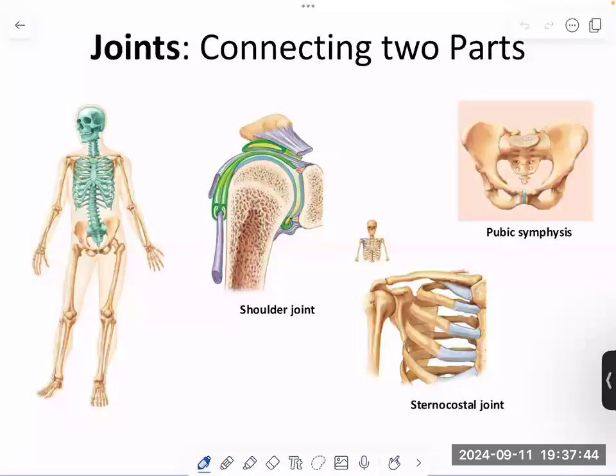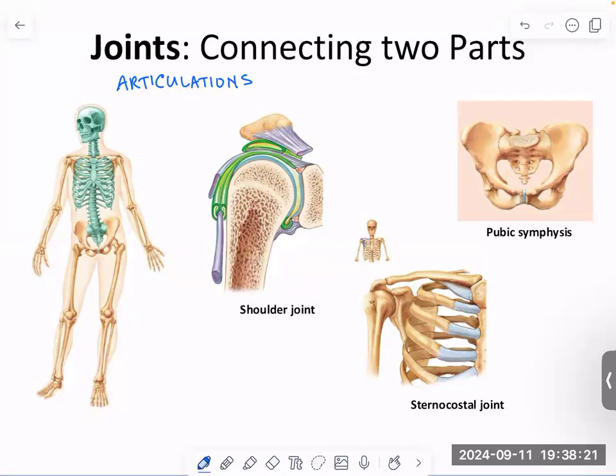Wonderful. A joint is connecting two parts of the body, typically bones. So it's connecting two parts of the body, holding them together in an articulation. We're going to use that word. Some books will call joints articulations. That means, what is it attached to? Two bones come together to make an articulation. In some cases, three bones make an articulation. We're going to talk about that today.